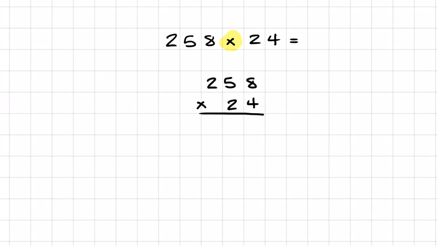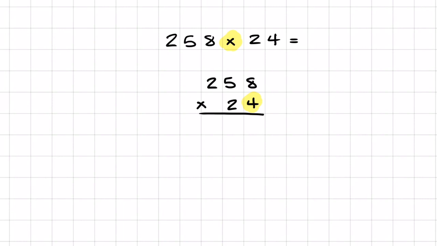Now, this is really a 3-step problem. We have 2 steps of multiplication, and then we'll finish it up with some addition. So our first step is we need to multiply the ones place. We're going to multiply 200 and then 50 and then 8 times 4.